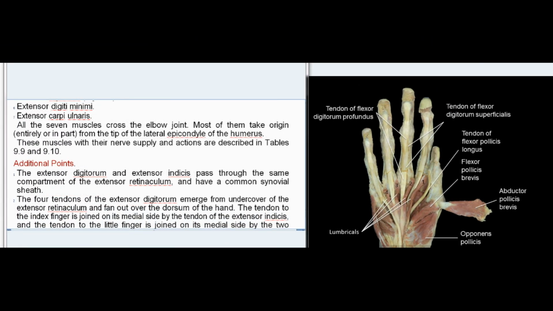Extensor carpi ulnaris. All the 7 muscles cross the elbow joint. Most of them take origin, entirely or in part, from the tip of the lateral epicondyle of the humerus. These muscles with their nerve supply and actions are described in Tables 9.9 and 9.10.